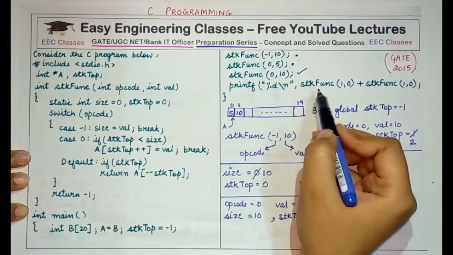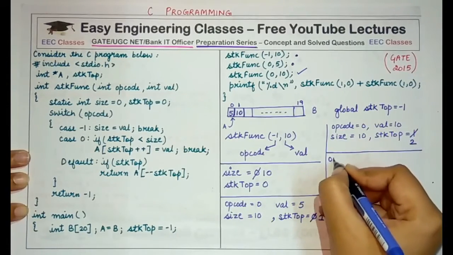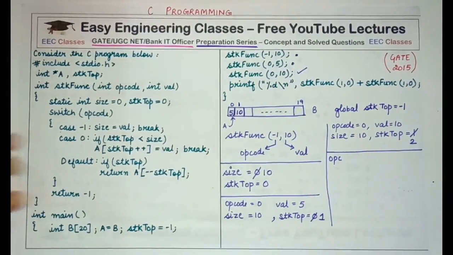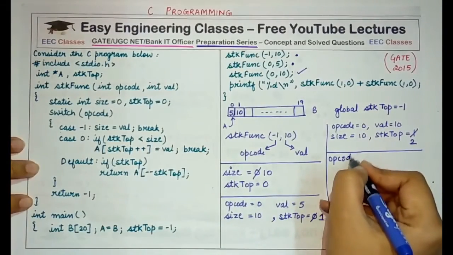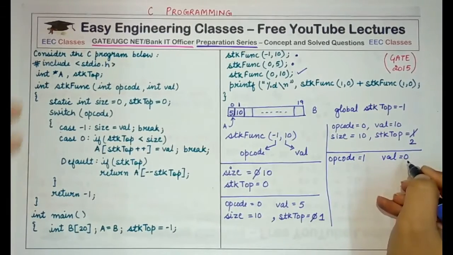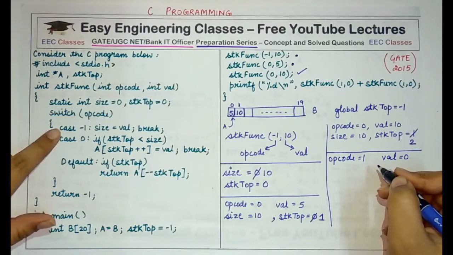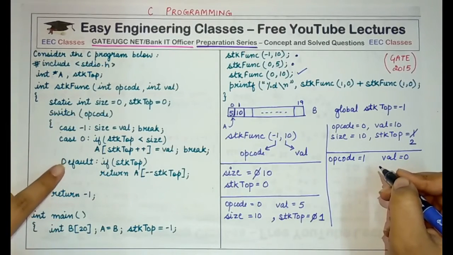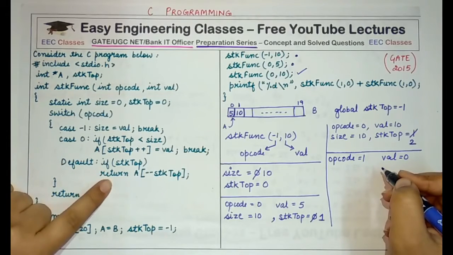So printf again makes a call to stack function with the parameters as opcode equal to 1 and val equal to 0. So in this call, opcode would become 1 and val would be 0. Alright, so we enter this switch statement with opcode as 1. Since there is no specific case for 1, therefore we'll go to the default case. And the default case, what does it say?